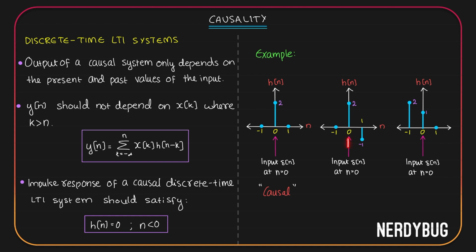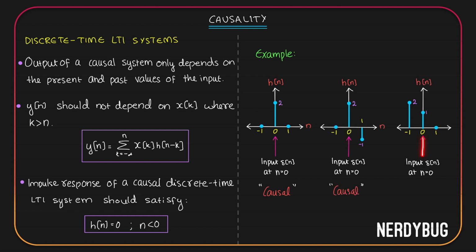The second one, we gave input here, but we got an output at 0 and also at 1. Let's look at the output at 0. It depended on an input at 0 itself. So that is fine for a causal system. Let's look at the output at 1. It depended on an input at 0, which is a previous input. So that is also okay for a causal system. This system is also causal.